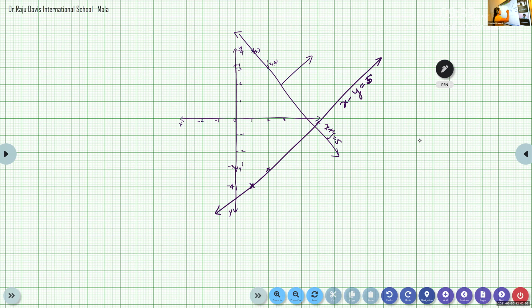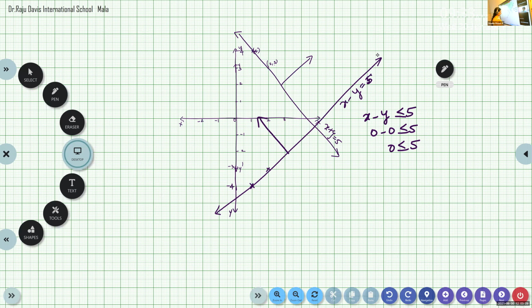That means the region containing these two. So which is the common part you will get, children? So will you be getting this part? I am shading this. Is it clear? This is our required region. Okay, you can shade this part. Using your pencil, you can give the shading. Are you getting this region, children? Is it clear?